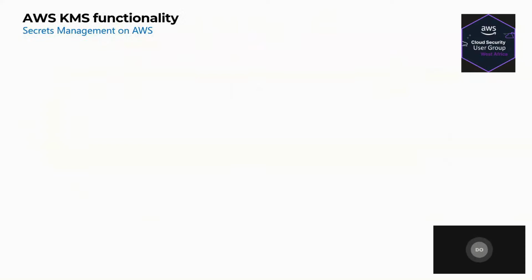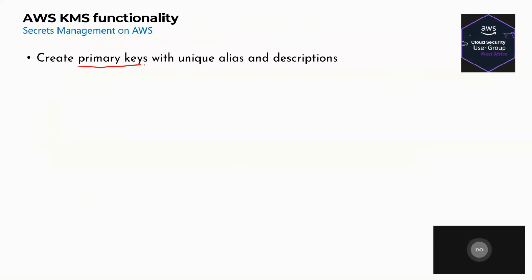So AWS KMS functionality, what can we use it to do? Well, we can use it to create the primary keys with a unique alias and description. The primary keys, you can also think of as the CMK, by the way. So we can use it to create CMKs and then give them a unique alias. An alias is just a friendly name.